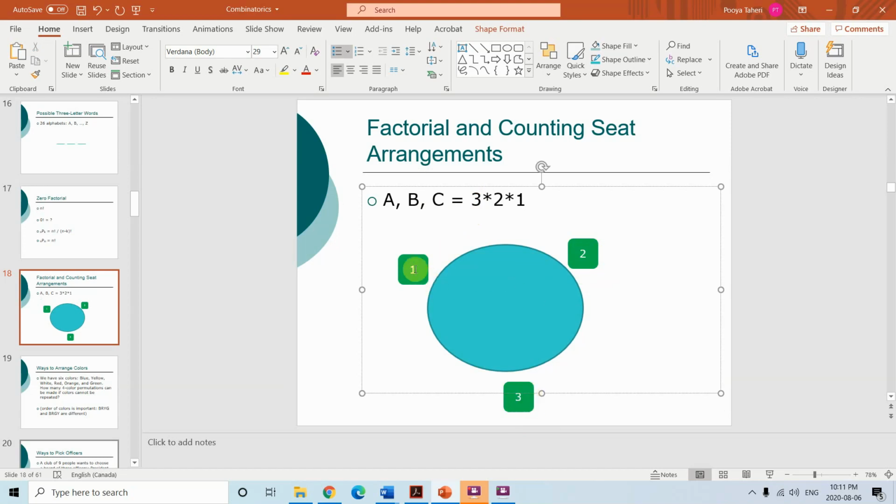However, if I don't care about who sits on which chair, if the chairs are not numbered, and I only care about the relative placement of these people to each other, we'll see how that looks. We mentioned that we have 6 different ways of having these people sit on these 3 chairs. It can be shown like this. Let me actually do it like this.